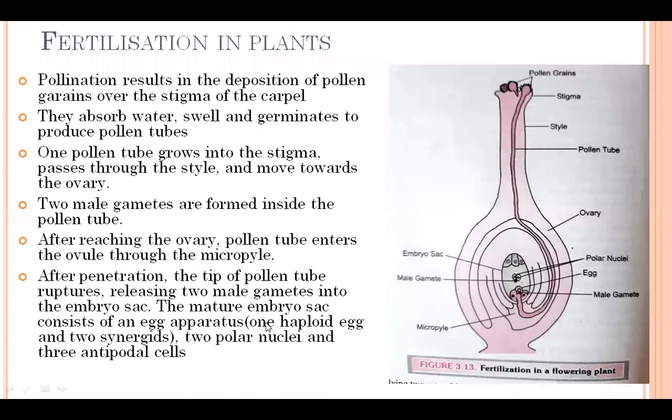So what it contains, I'm telling you: the mature embryo sac consists of an egg apparatus, these three cells, in which one is the egg cell in the center and two cells surrounding the egg cell. These are called synergids. They support the egg cell and also guide the male gametes entering from the micropyle, leading one to the egg cell and another male gamete to the polar nuclei. Two polar nuclei are present, and three antipodal cells. Now when the polar nuclei fuse together, they will form endosperm.